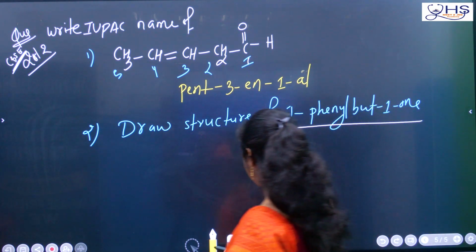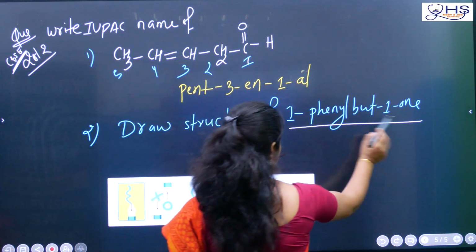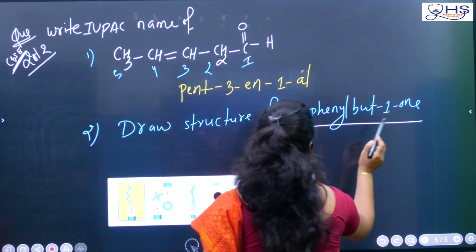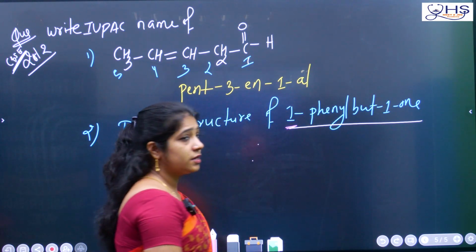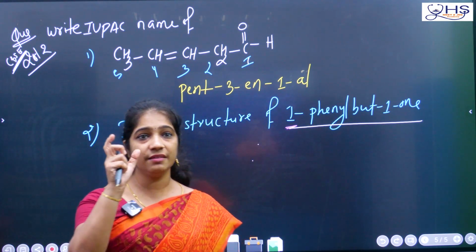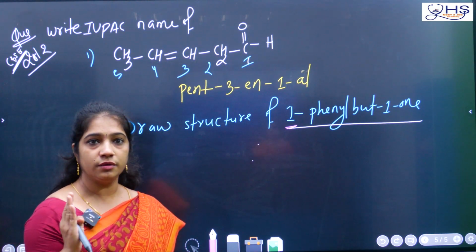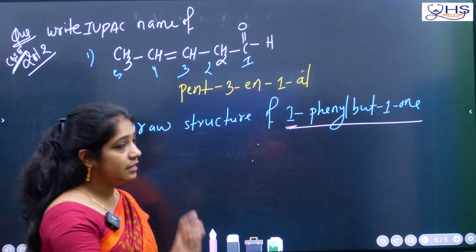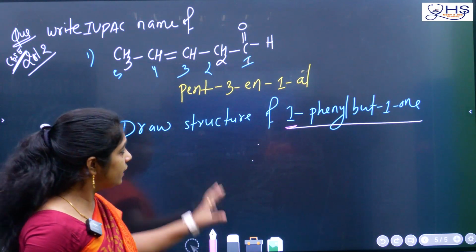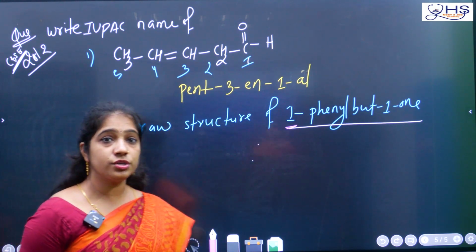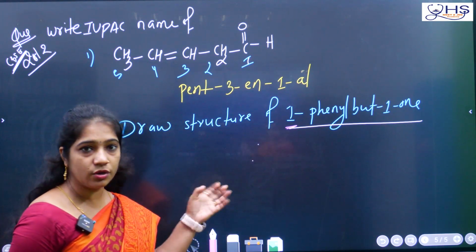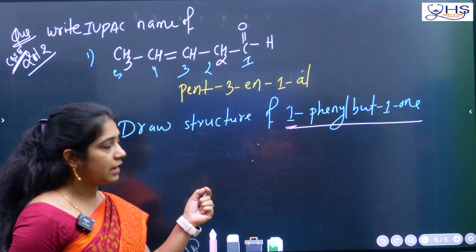Now come to the second part. This is giving the name and you have to write the structure. This part is very, very important, children, because for conversion questions also they will give you the name. First your work should be to convert that name into structure. Not only for nomenclature or writing structure, other questions also, this concept will be very useful, like in conversion questions.